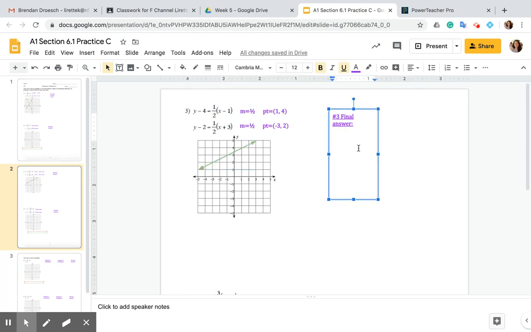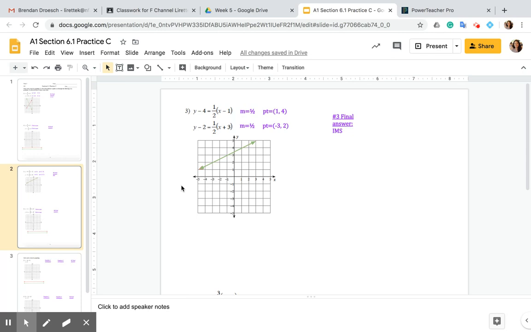When this is the case and your lines overlap, that means they're intersecting in all locations. And the lines go for infinity. That's what the arrowheads mean. So my answer here is going to be infinitely many solutions, or you can abbreviate it as IMS.